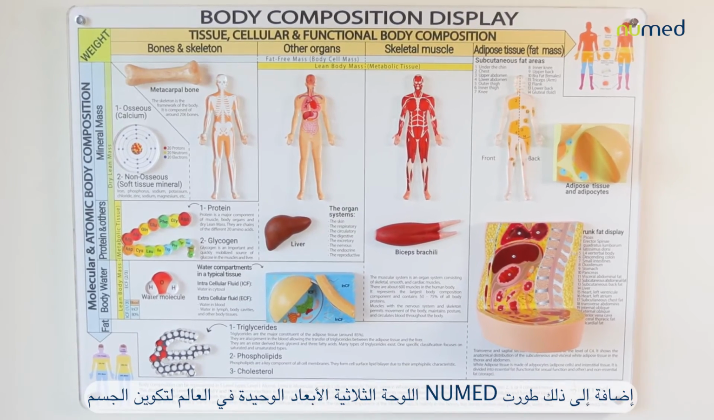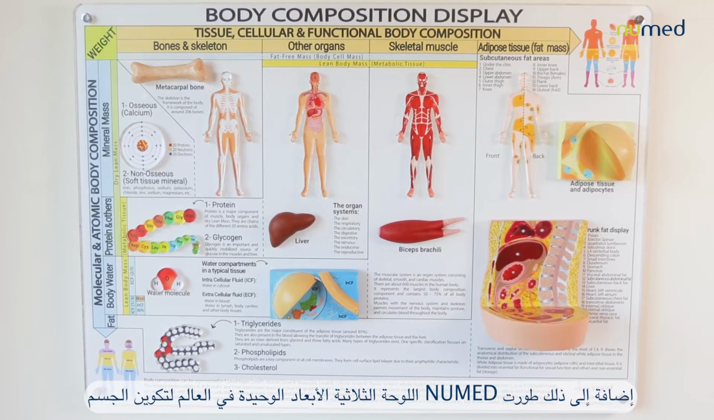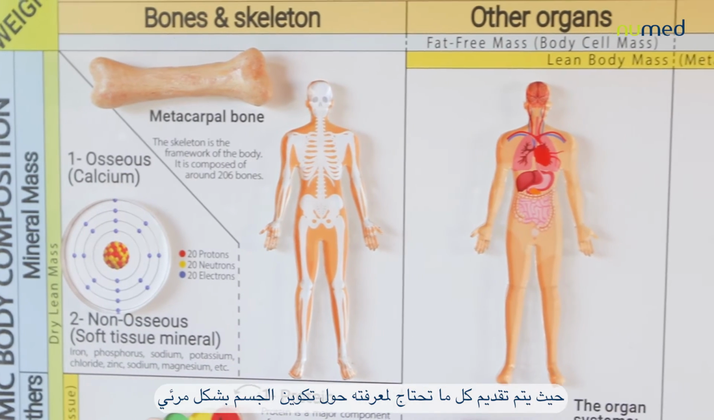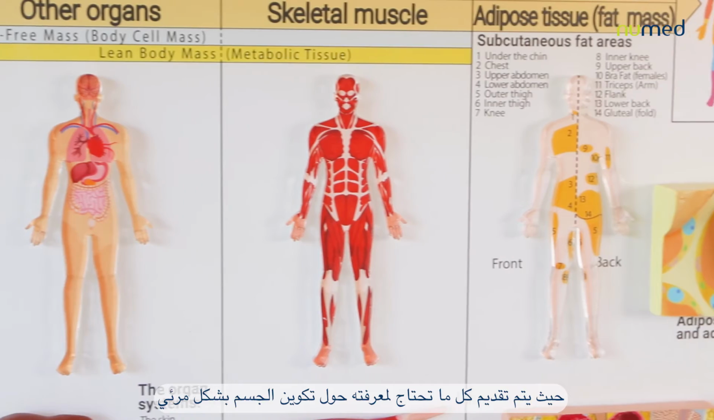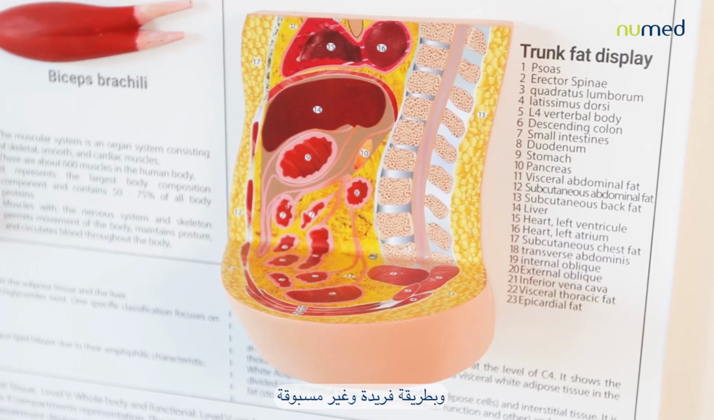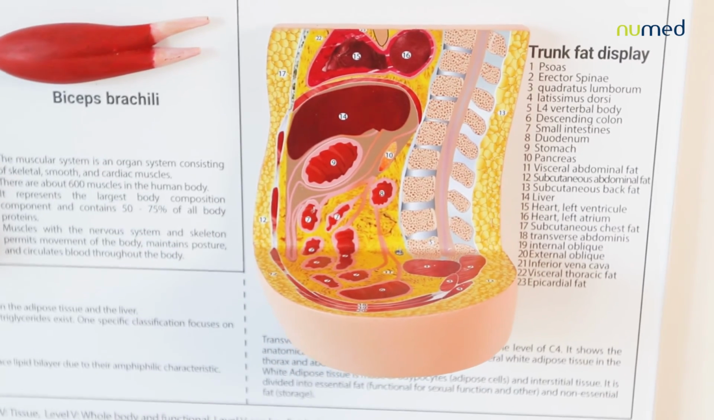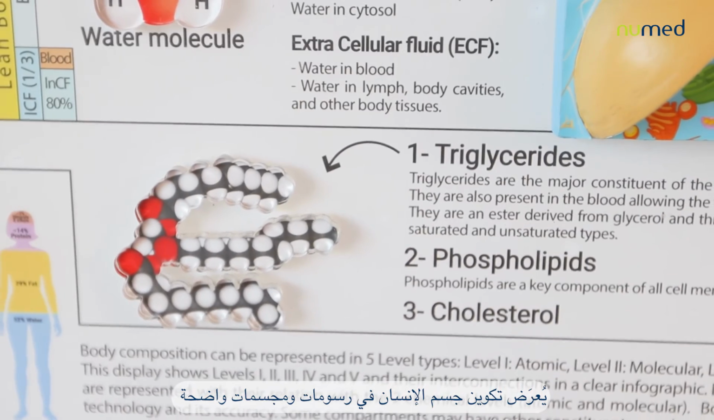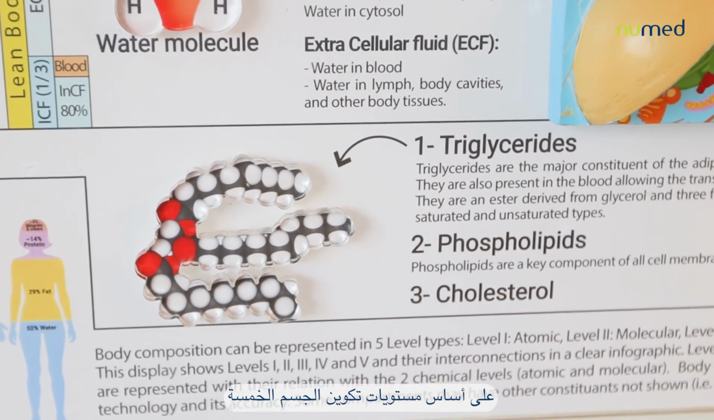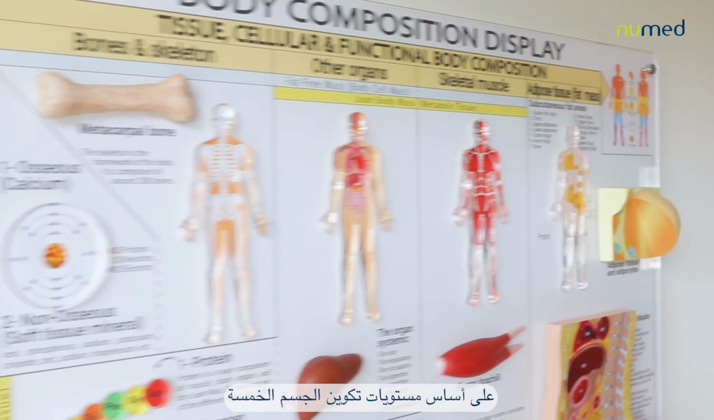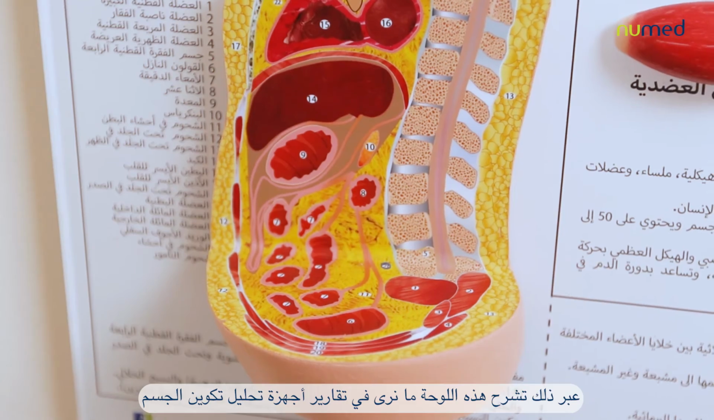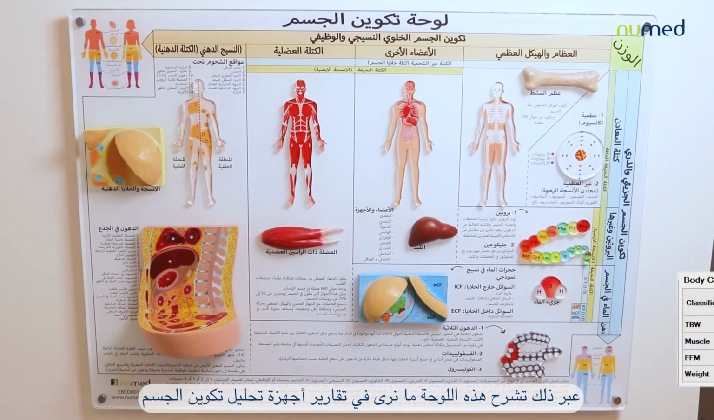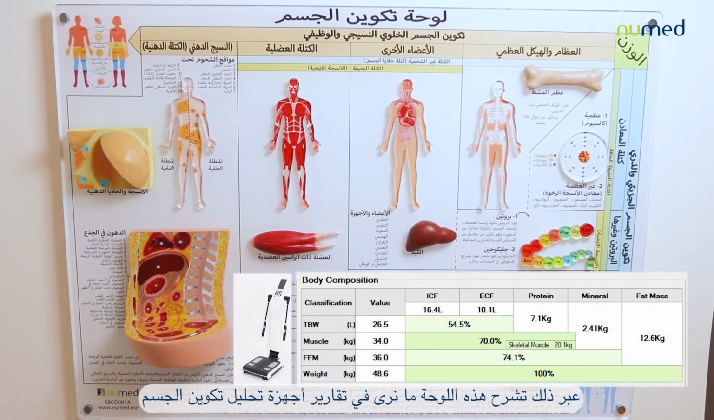Also, NUMAD developed the only 3D body composition display worldwide, where everything you need to know about body composition is presented visually in a unique, unprecedented approach. It shows in clear graphics the composition of the human body according to the 5 body composition levels and the 4-compartment system. Doing that, it explains what we see in reports generated by body composition analyzers.